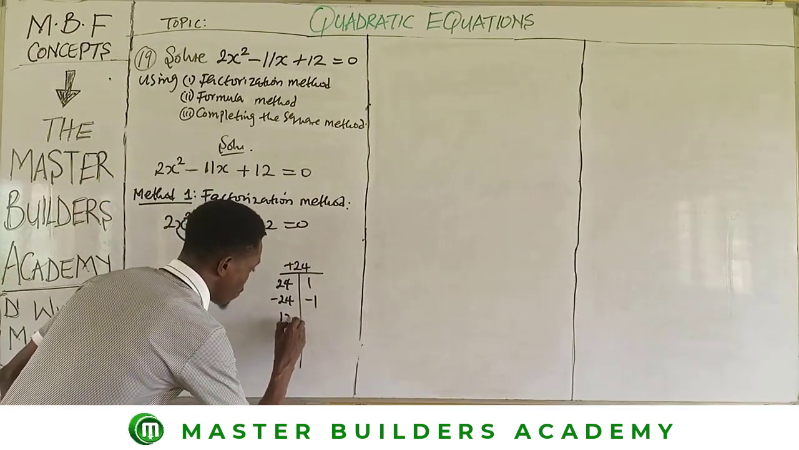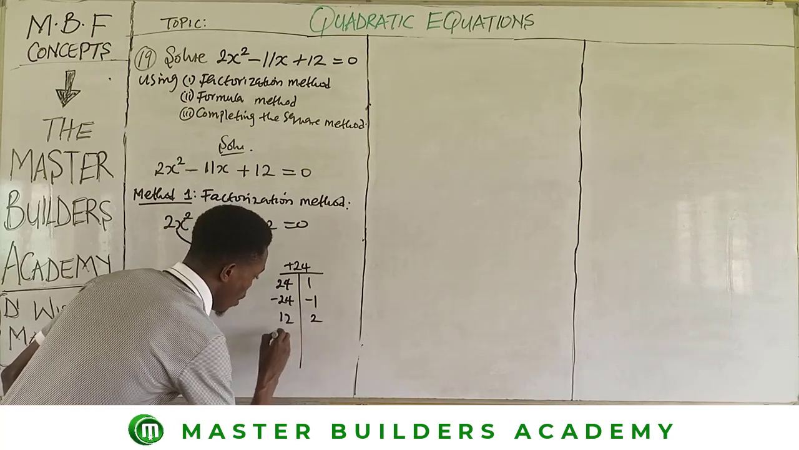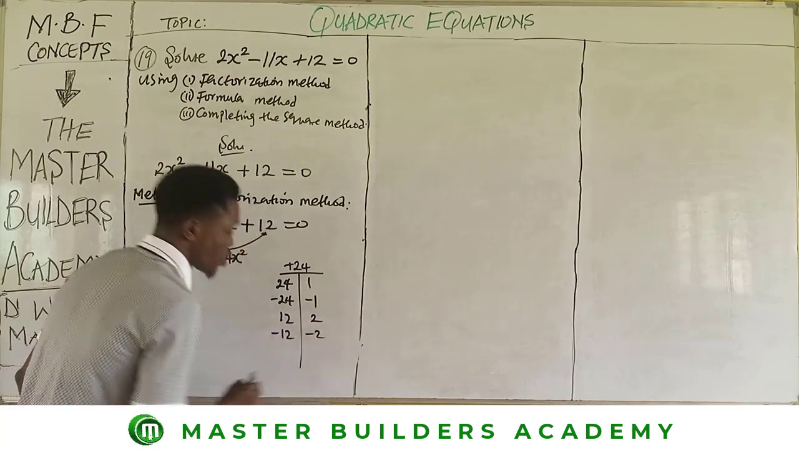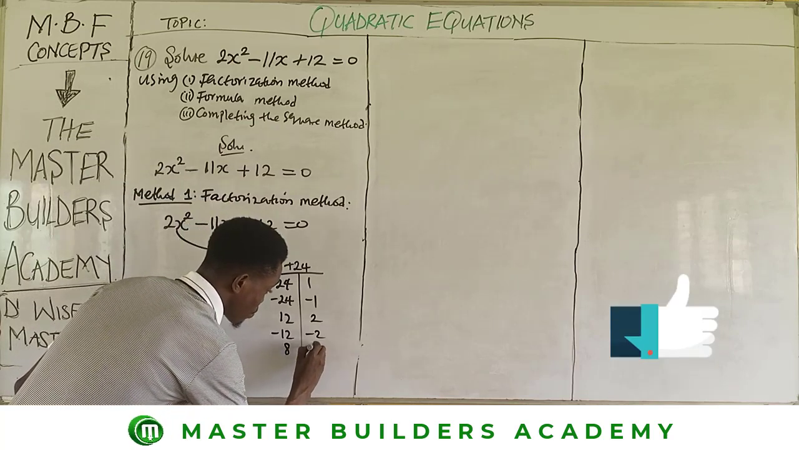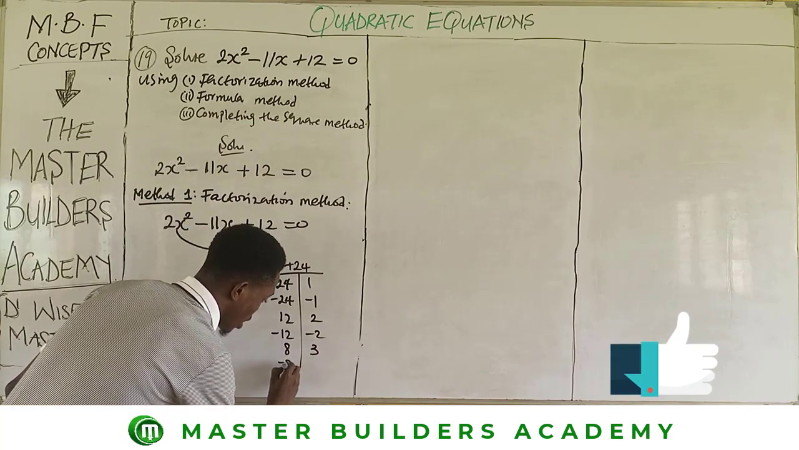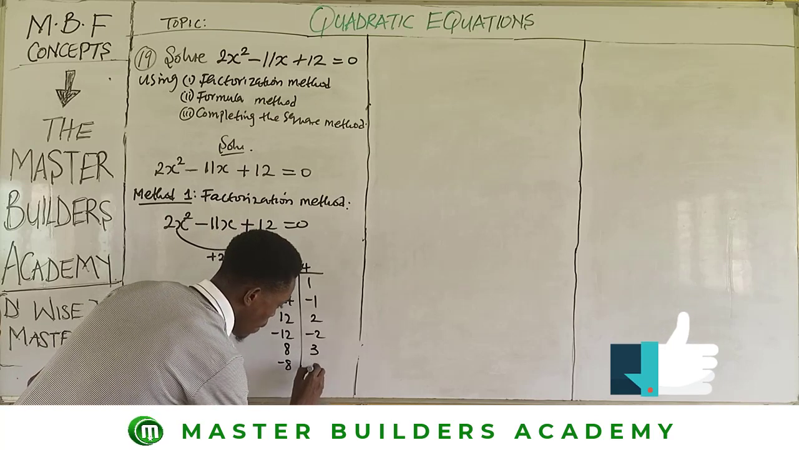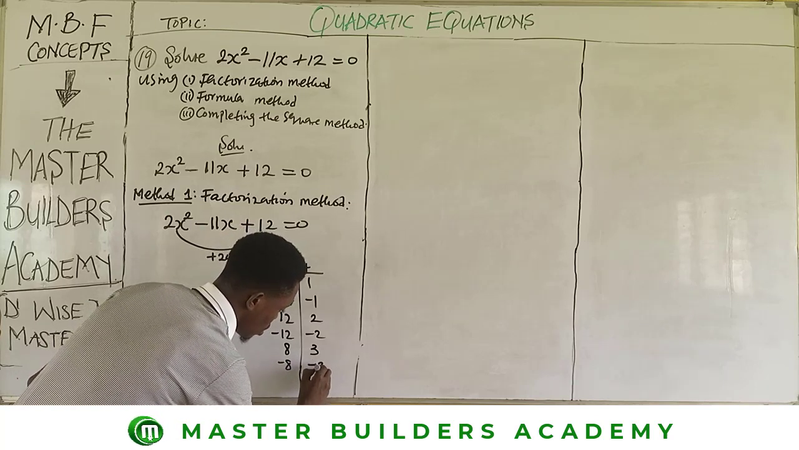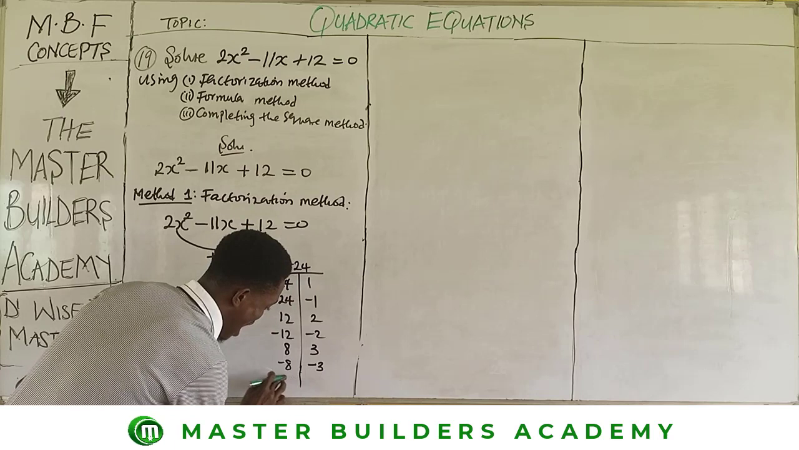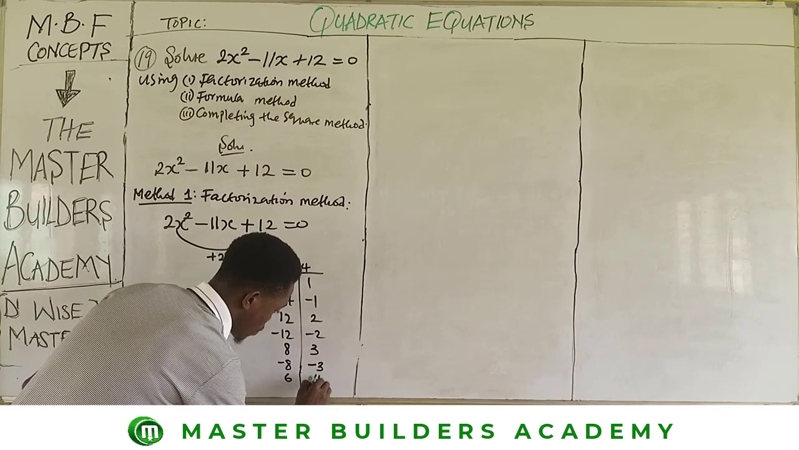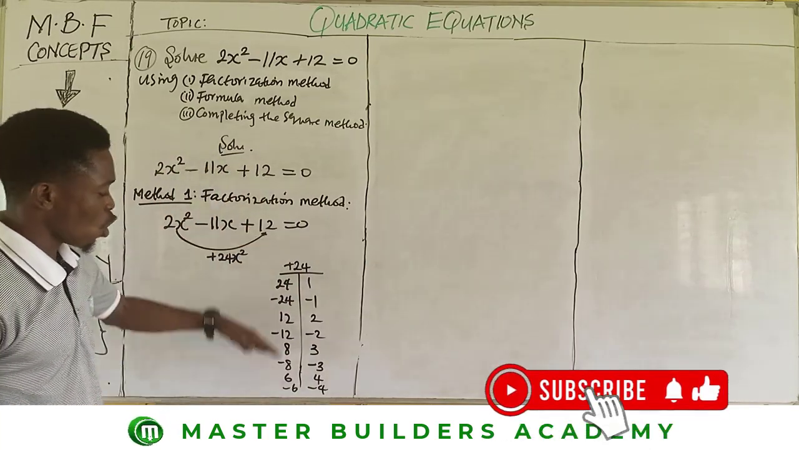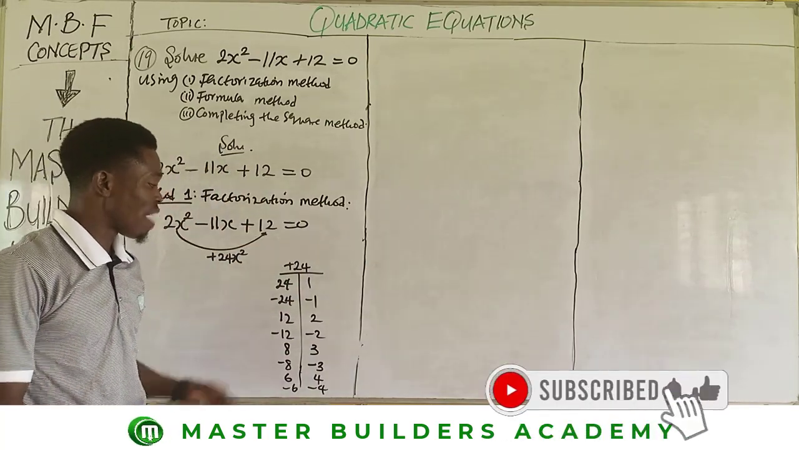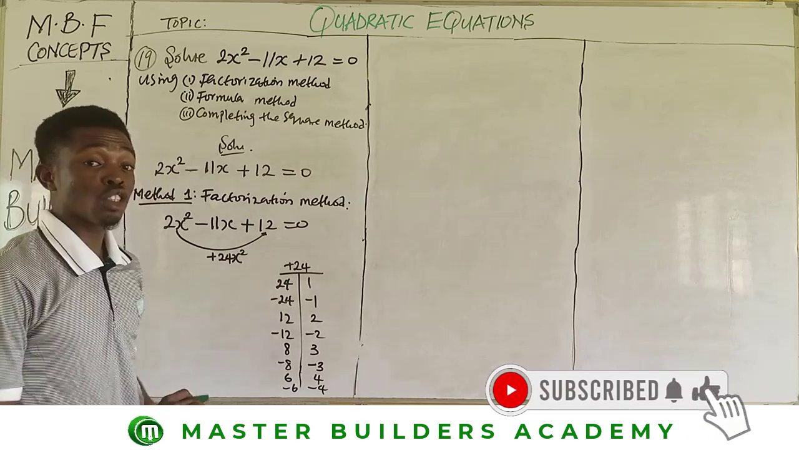Then I have 12 times 2 or minus 12 times minus 2. Also I have 8 times 3 or minus 8 times minus 3. Then I have also 6 times 4 or minus 6 times minus 4. So you see that these are the factors of 24. We have about 8 factors of 24.